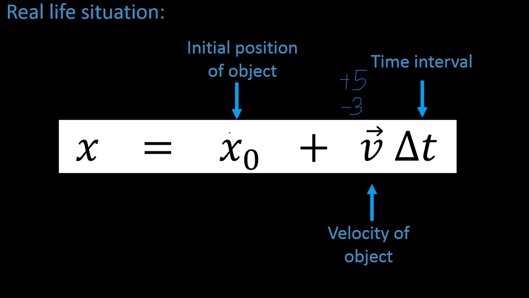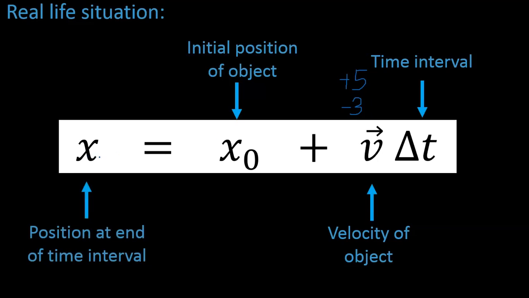And this x here is a different position than this one. Notice it doesn't have a subscript. This is the position at the end of the time interval. X sub 0 is the initial position at the beginning, and then this position is the position after all this time has passed. The position has likely changed.